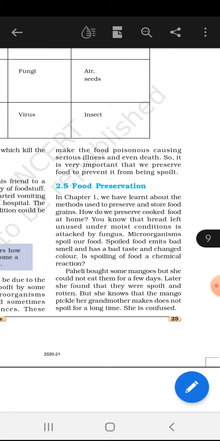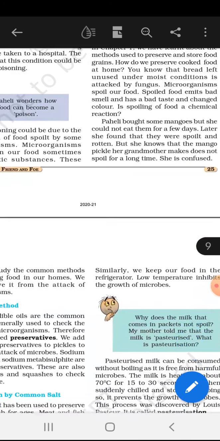But sometimes we find that pickles can be stored for a very long time. So how is this possible? We are going to see how we can preserve our food. So let us see what the methods are.